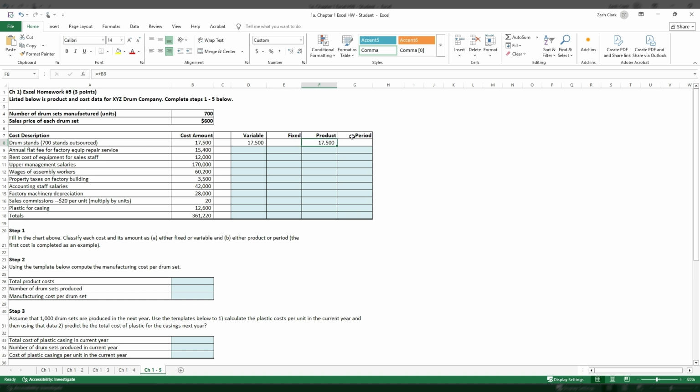And then either a product or period cost. I talked about this a bit earlier, but that reflects whether it's a component of the product. This is a drum stand, so that will be a product cost. Whereas a period cost would be something we list as an expense in the current period, things not associated directly with production.